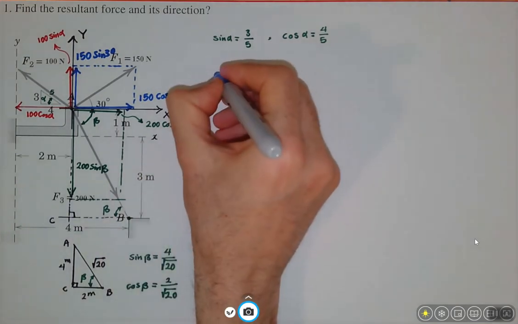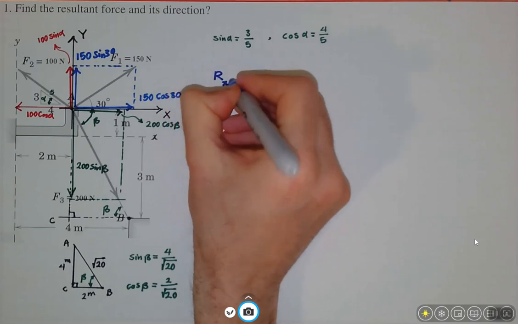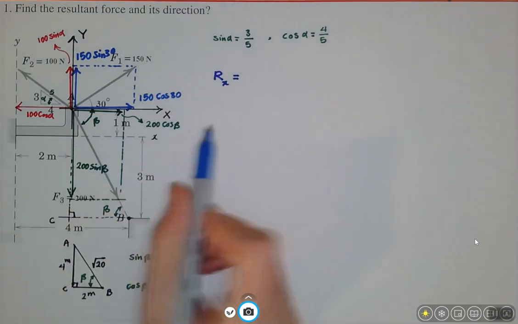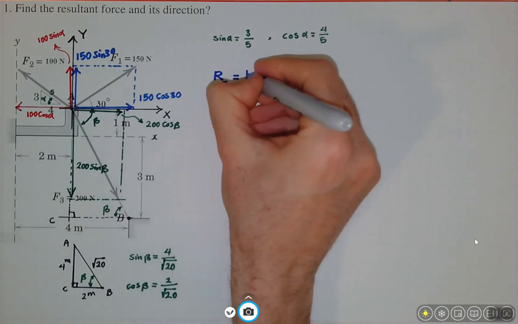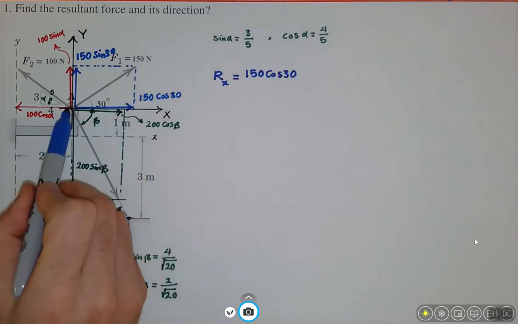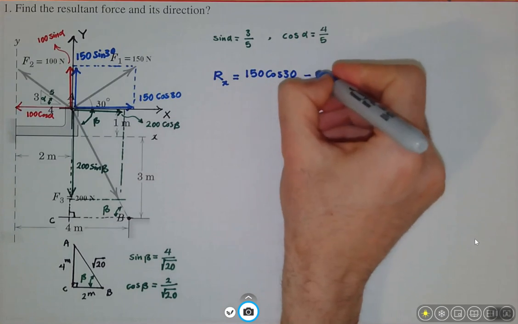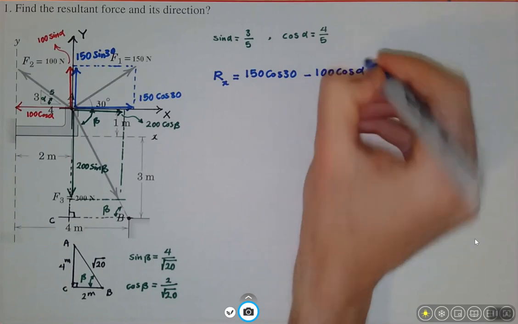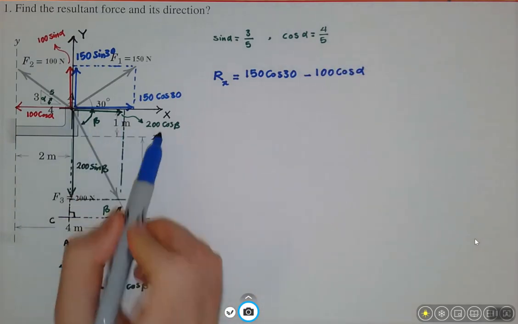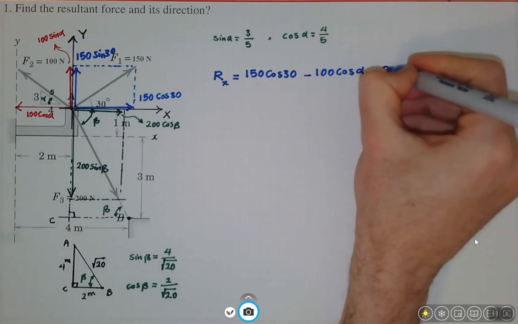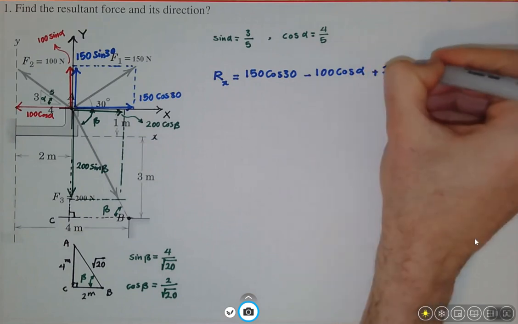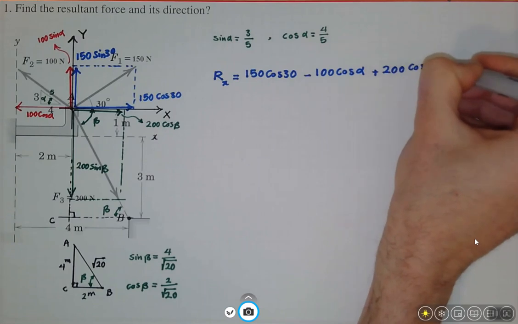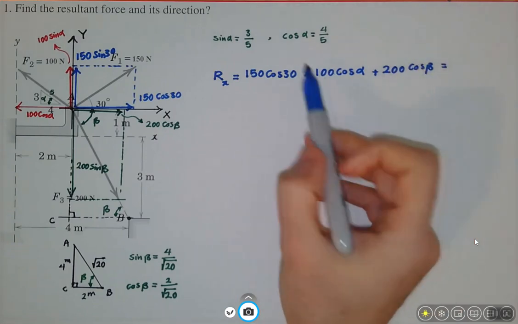We start with the sum of the forces in X. What do we have in the X direction, right? In the X direction, I have 150 cosine 30. It is in X. I have minus 100 cosine alpha, and I have 200 cosine beta, which is positive. 200 cosine beta. So I have all these things that I need.